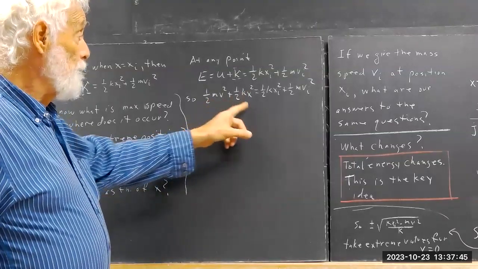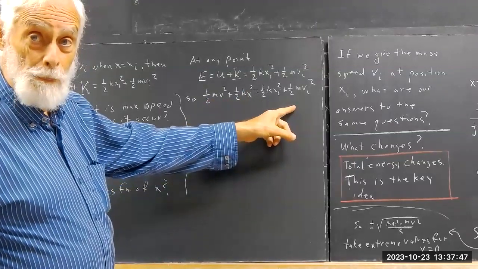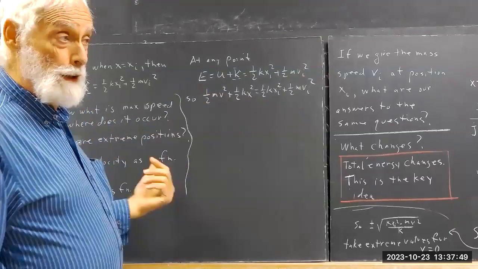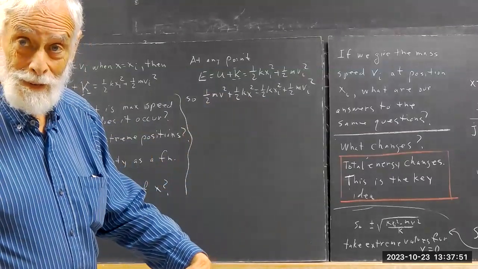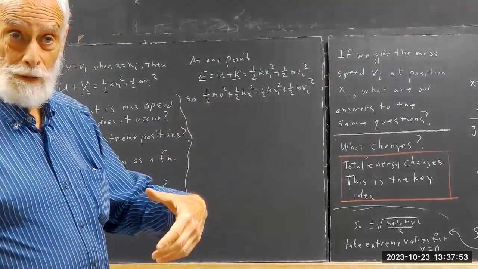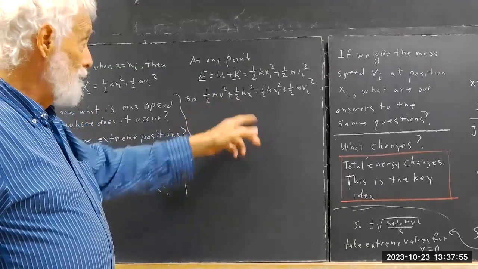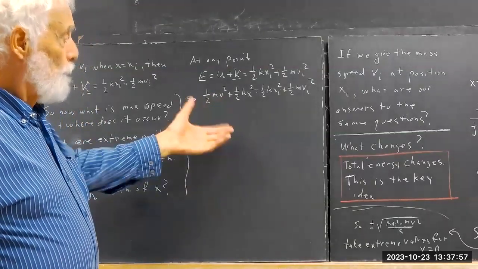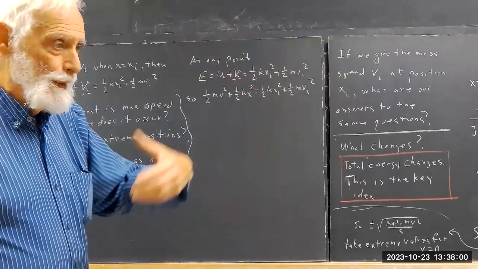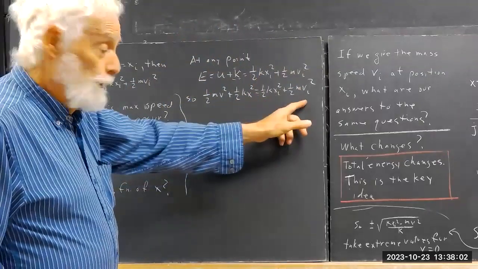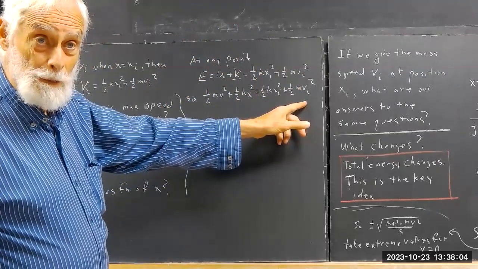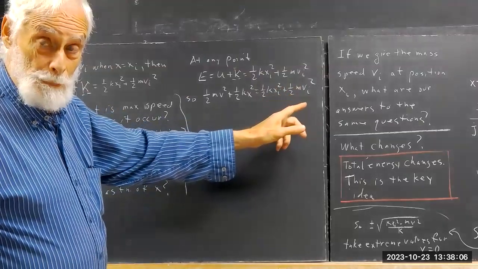You've got a sum of two things here that's always equal to the same thing. If one of them gets big, the other gets small. The bigger one gets, the smaller the other one gets. They're both positive, so neither one of them can get any bigger than what's on the right-hand side. That's your maximum total energy.